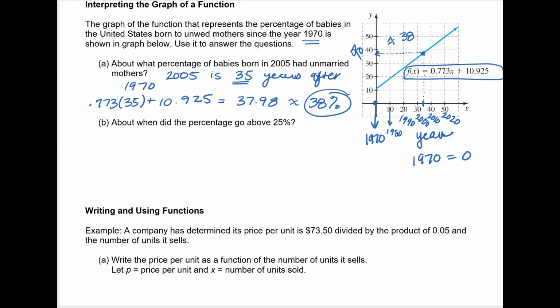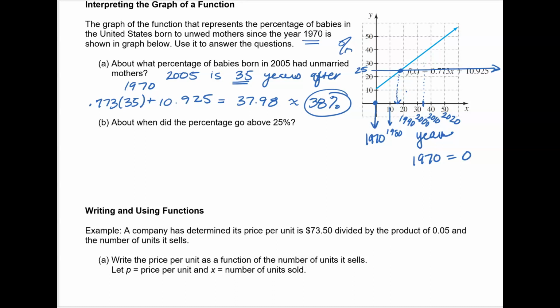And then let's look at B. About when did the percentage go above 25? So let me go ahead and erase this. Let me draw a line where the percentage of 25 would be. So it looks like about there. Okay, this looks at about 25. And if we look down, we can look approximately, pretend that line is straight.